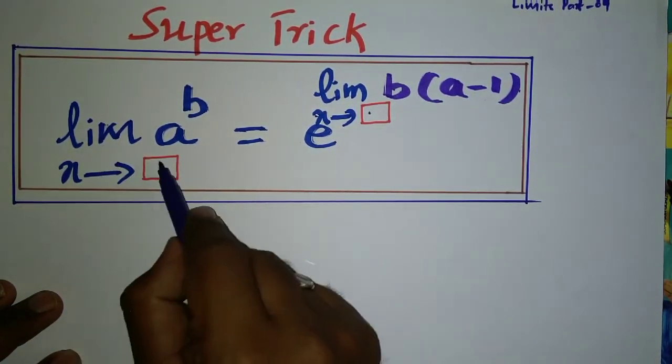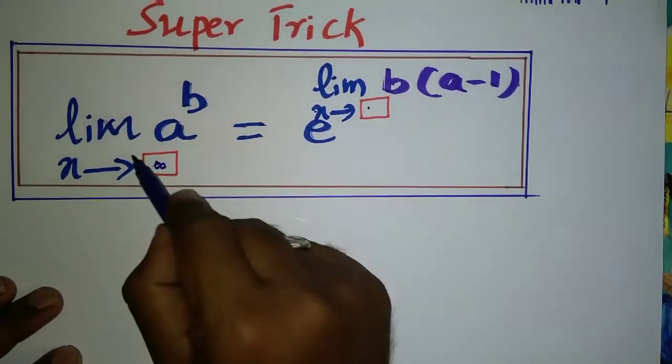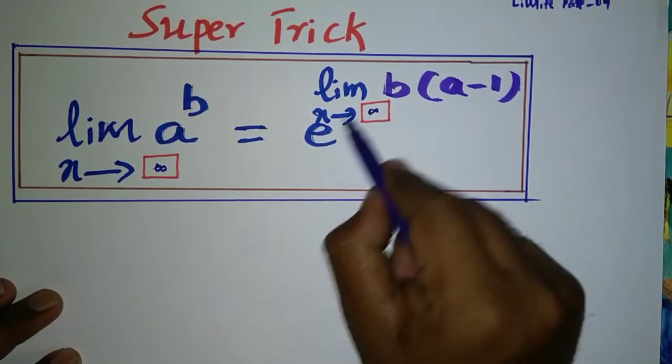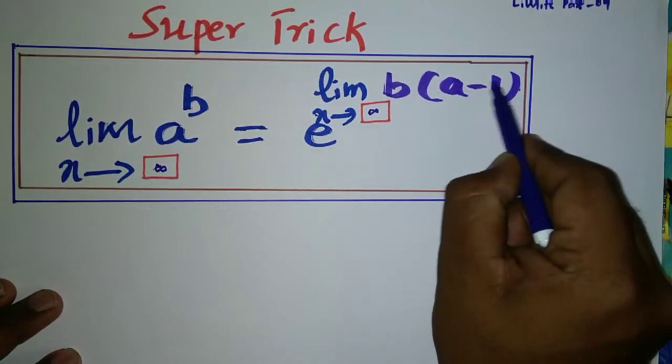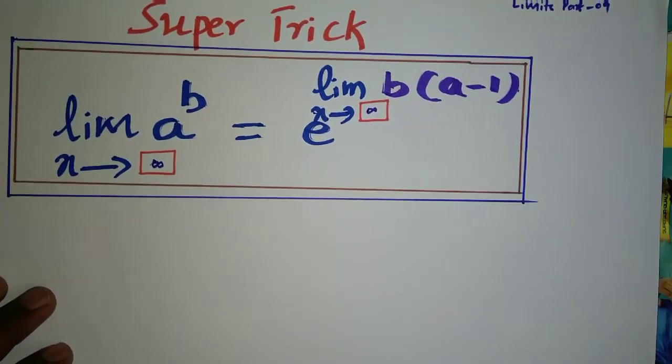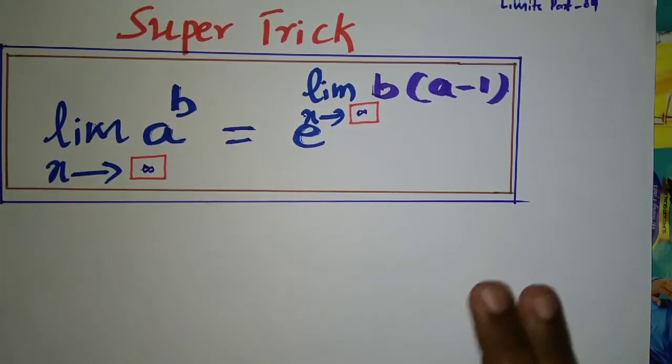Let me write it here: limit x tends to infinity or 0. So limit x tends to infinity, a raised to b is equal to limit x tends to infinity, b into (a − 1). Now let us begin with numericals based on this super trick.